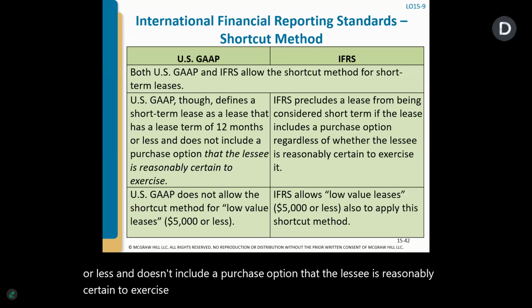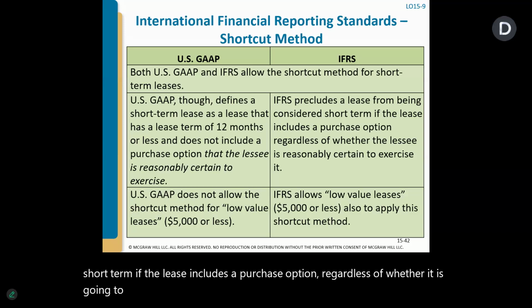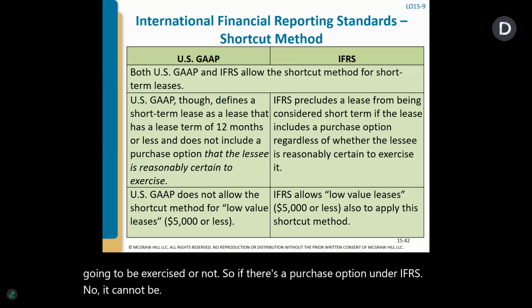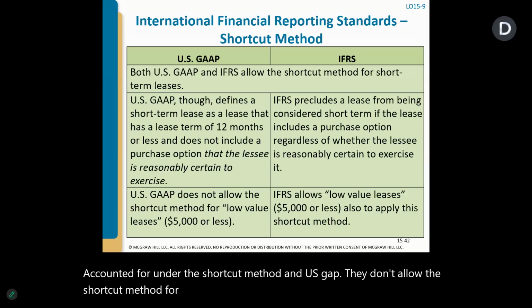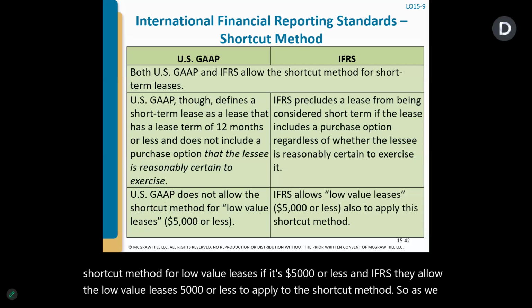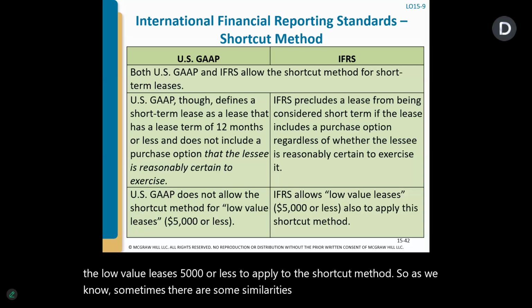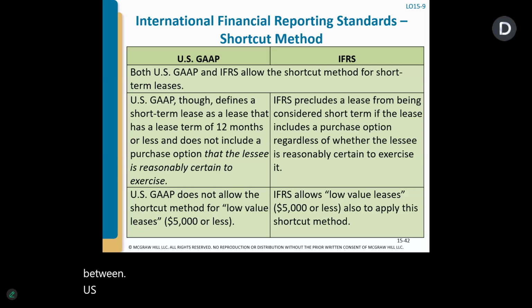IFRS precludes a lease from being considered short-term if the lease includes a purchase option, regardless of whether it is going to be exercised or not. So if there's a purchase option under IFRS, no, it cannot be accounted for under the shortcut method. And US GAAP doesn't allow the shortcut method for low-value leases of $5,000 or less. IFRS allows low-value leases of $5,000 or less to apply the shortcut method. So as we know, sometimes there are some similarities between generally accepted accounting principles in the US and IFRS, and sometimes there are some differences between US GAAP and IFRS.